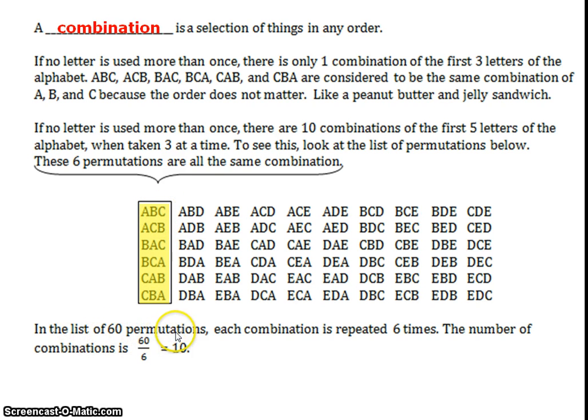In the list of 60 permutations, each combination is repeated 6 times. ABC is repeated here. ABD is all repeated here. The combination of ABE is repeated here. The combination of ACD is repeated here. Each combination is repeated 6 times. So the number of combinations is 60 divided by 6, which equals 10. There are 10 combinations of the first 5 letters of the alphabet. Again, in a combination, order does not matter.